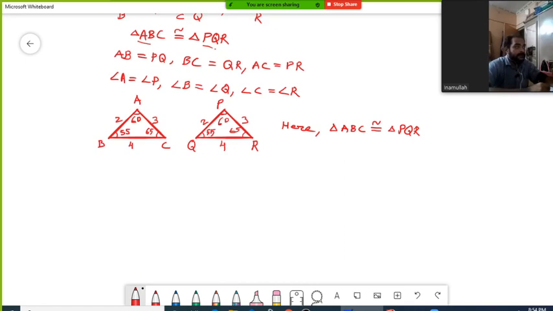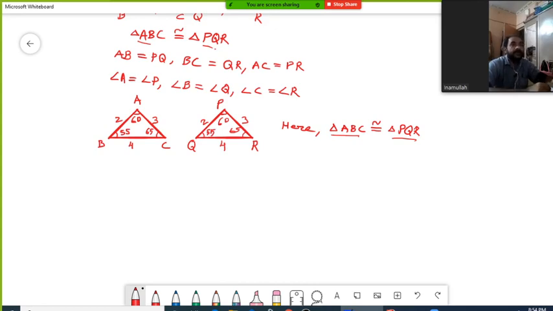If AB is 2 centimeter, then PQ is also 2 centimeter, because AB and PQ are corresponding sides of two congruent triangles. Triangle ABC and triangle PQR are congruent, which is already mentioned. So these two corresponding sides will be equal. So their length will be same as 2 centimeter. Same for AC and PR, BC and QR.